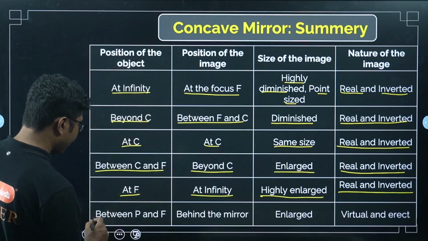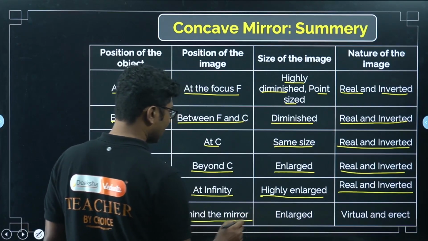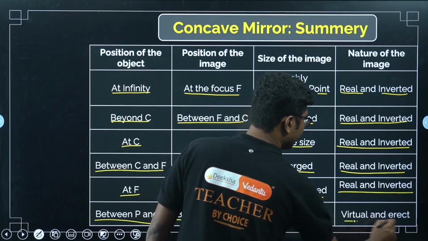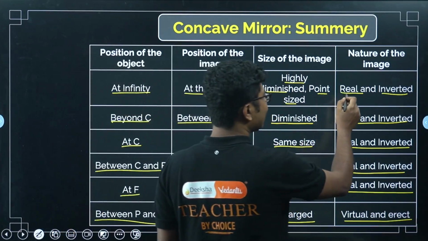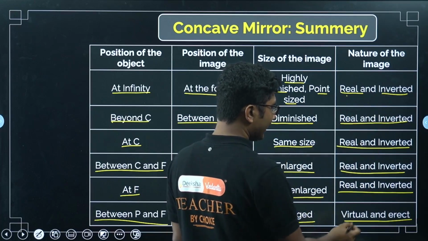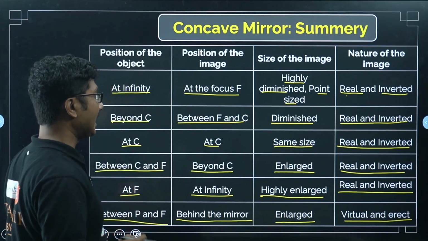Similarly, between P and F, the image will be behind the mirror, enlarged, virtual and erect. We have seen that always. So if you see, whenever there is a real image, it is inverted. Whenever there is a virtual image, it is erect, including convex mirror, right?